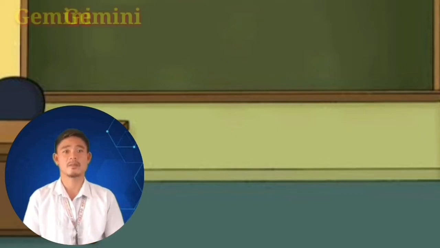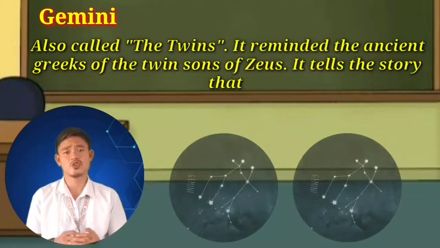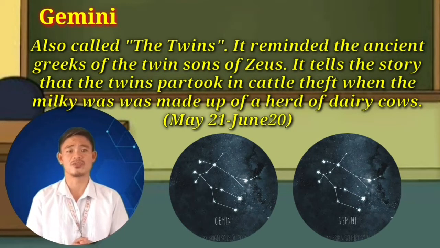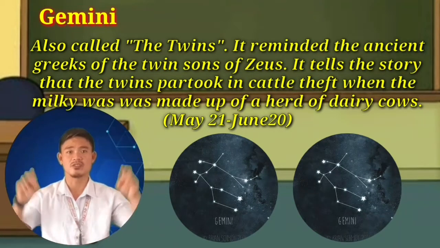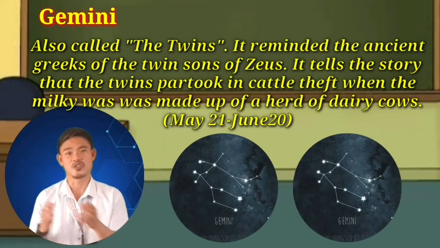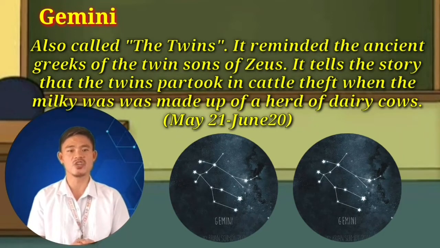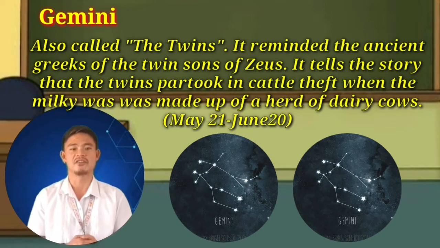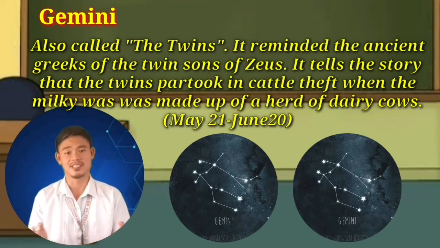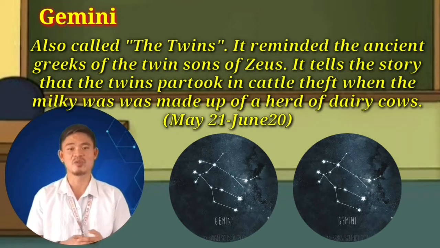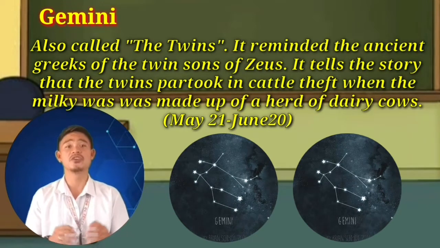Let's continue. Gemini. Gemini is prominent in the month of June. It is also called the twins. Take note, children. Gemini, the twins. Its shape reminded the ancient Greeks of the twin sons of Zeus. It tells the story that the twins partook in cattle theft when the Milky Way was made up of a herd of dairy cows. And if you were born between May 21 to June 20, your zodiac sign is Gemini.